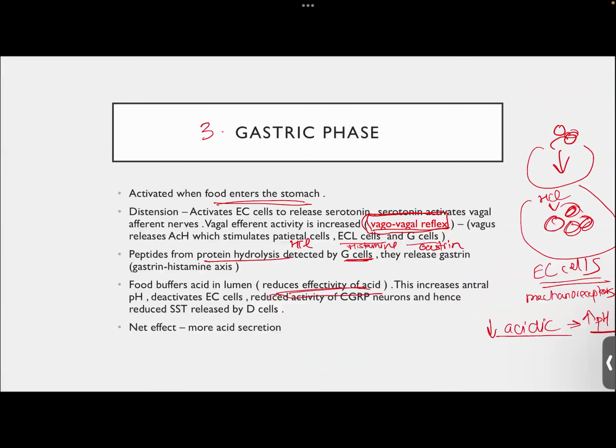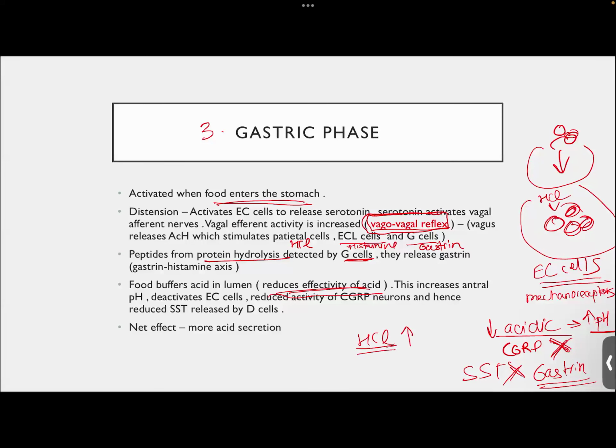We have an increased pH. So the CGRP pathway is not going to work. So what is the end result? That means there's no somatostatin, which means there's no inhibition. That means there's going to be a lot of gastrin produced. And when we have gastrin, we have the gastrin-histamine axis, and we have HCl.